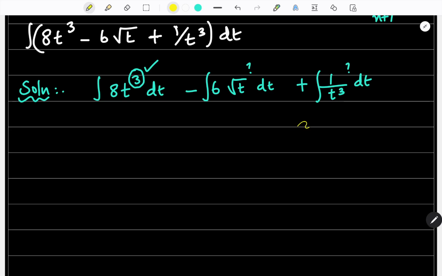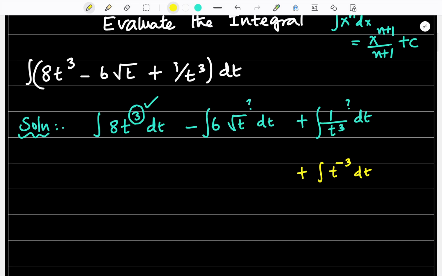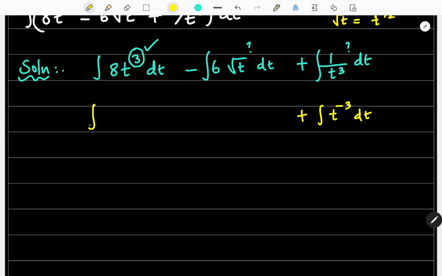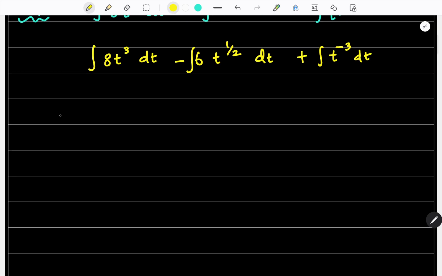Yes. We can write this very simply as t to the power of minus 3 dt. It is so easy to write. But here the square root of t is there. What do you mean by square root of t? You studied in 001, square root of t is nothing but t to the power of 1 over 2. So I'm going to write the integral of t to the power of 3 dt minus 6 times the integral of t to the power of half dt, and the last one is already written.